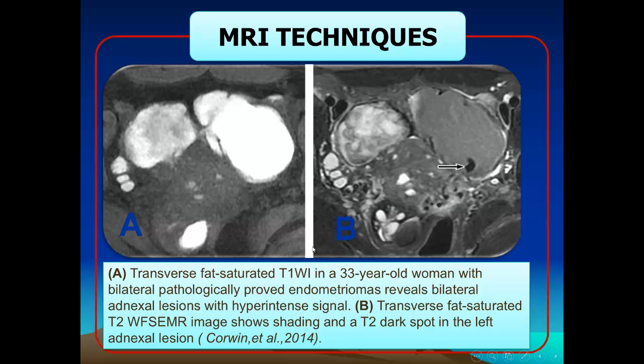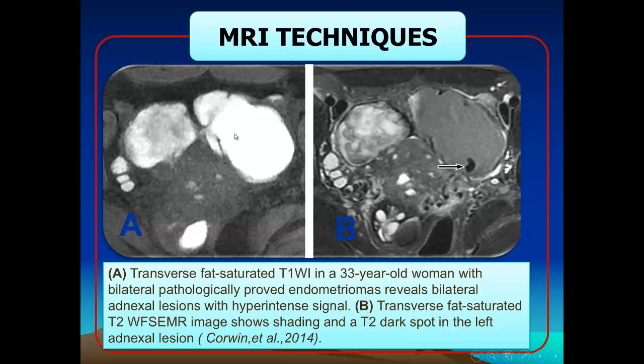Is there a specific MRI technique when I suspect endometriosis? Yes, we have two advanced MRI techniques that are specific. Sometimes we have a case of endometriosis but not so typical. Here, this is a typical case of endometrioma, bright on T1, with a shading effect, low signal on T2, and with dark T2 spots. This is the typical appearance of endometrioma.